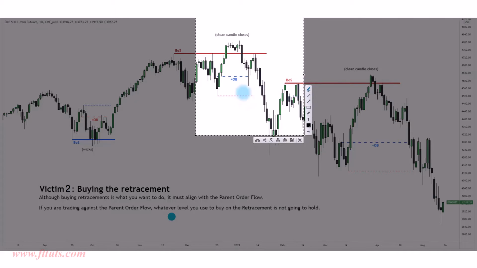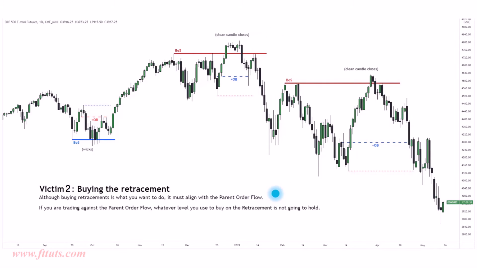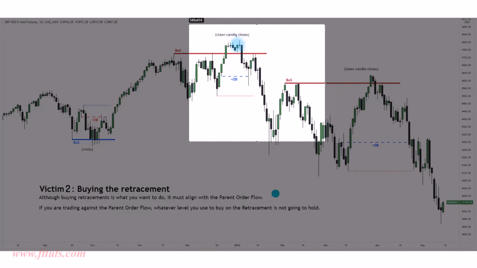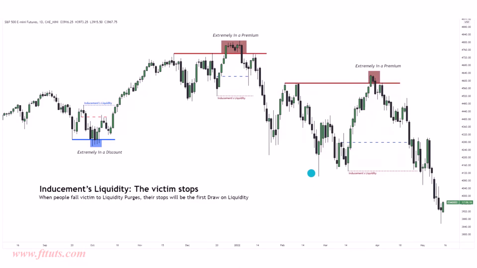So instead of buying this retracement here at this order block for a higher low and expecting a higher high, what you should have done is sold this retracement for a lower low. You see, this one plays out because it's trading with the parent order flow, which is a run on highs. That's a purge of liquidity, and then that's your short setup there. So now that we understand the two victims, okay, their stops would be the draw on liquidity, okay?